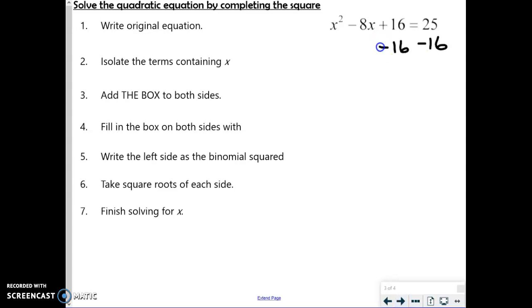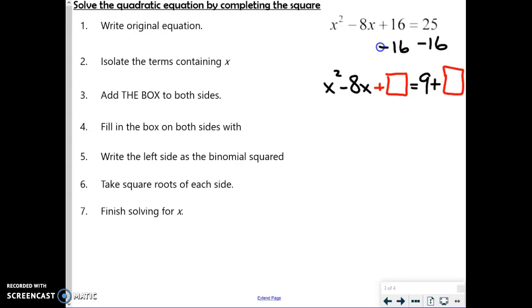Now, step 3 says add the box. This is where we bring that new c into play, where we take half of b and we square it. But to recognize that, we simply put the box in. So in this case, that would leave us with x² − 8x + box = 9 + box.